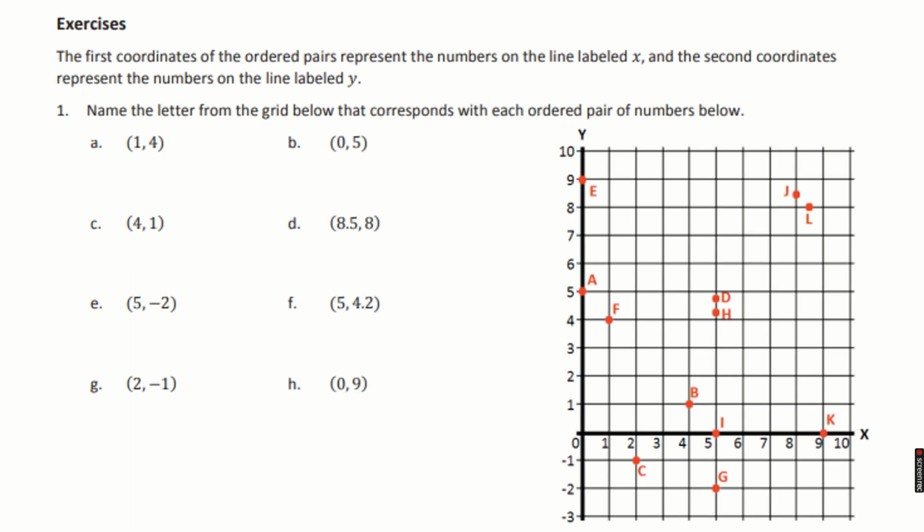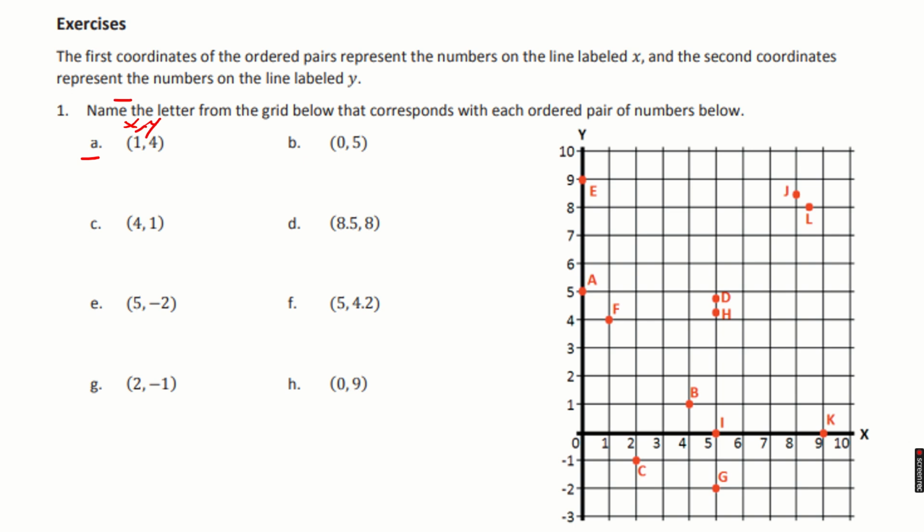So looking at this, it says the first coordinates of the ordered pairs represent the numbers on the line labeled x. Second coordinate represents the numbers on the line labeled y, like we talked about, x and y coordinates. Name the letter from the grid below that corresponds with each ordered pair of numbers below. So let's start off this way. A says 1 comma 4. That means this is my x and this is my y.